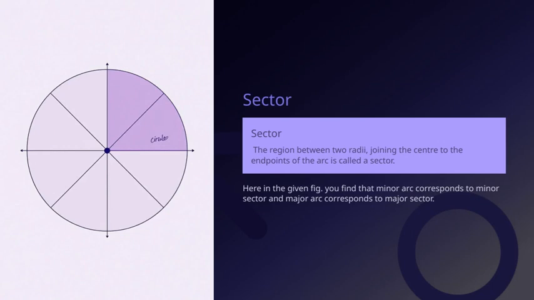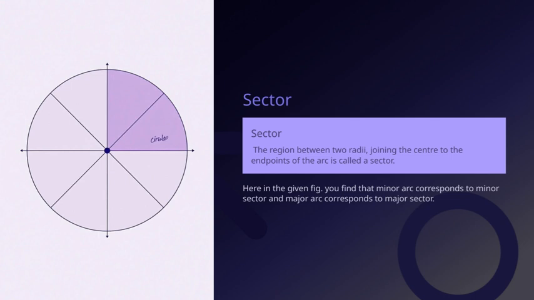Here in the given figure, you can see that the minor arc corresponds to the minor sector, and similarly, the major arc corresponds to the major sector. Now, the region between 2 radii, which join the center to the endpoints of the arc, is called a sector. Think of it as a slice of the circle, like a piece of pie. This concept is fundamental because it helps us understand how parts of a circle relate to angles and arcs.